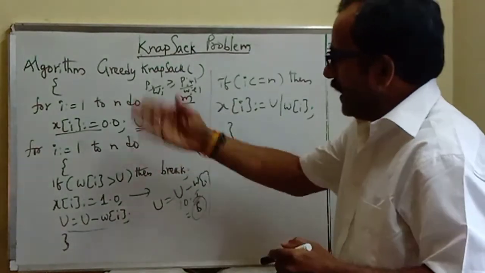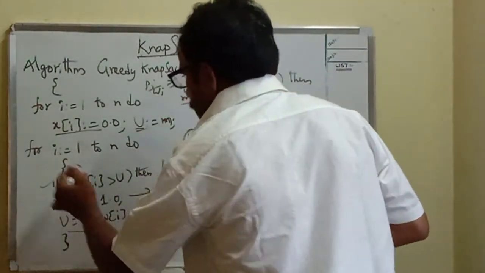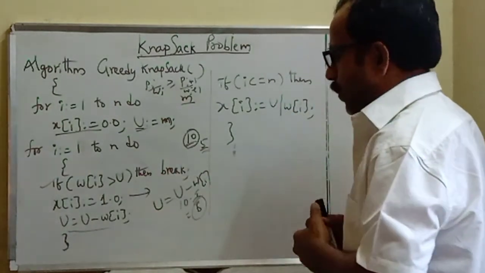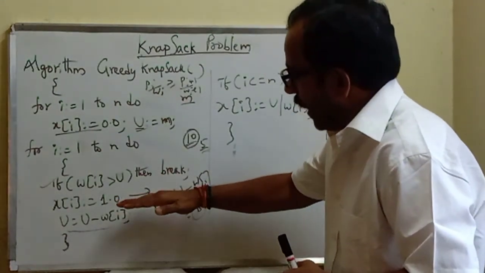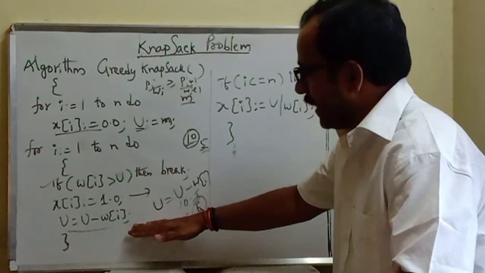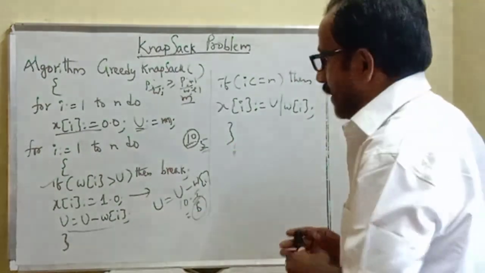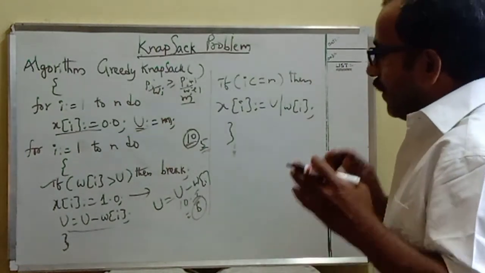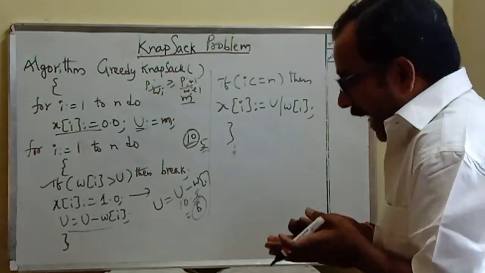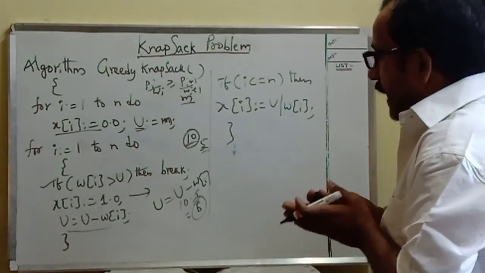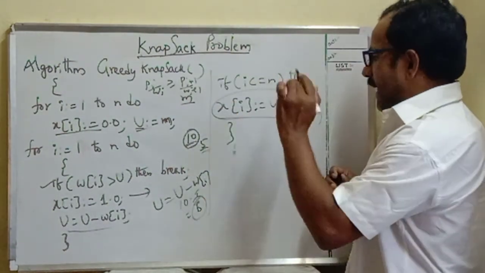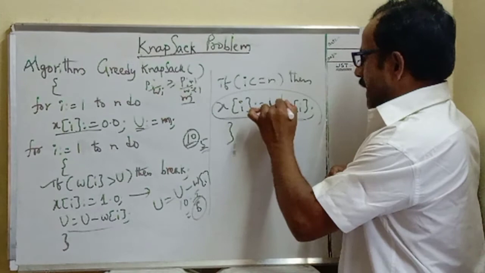So repeat this procedure until reaching this condition. Suppose we still get Wi less than or equal to U, then immediately make the respective item solution 1 and update the remaining knapsack capacity. Otherwise, if Wi is greater than U, meaning the current item weight is greater than U, then immediately calculate the fraction. How can we calculate the solution? I have already told: remaining knapsack capacity by item weight.